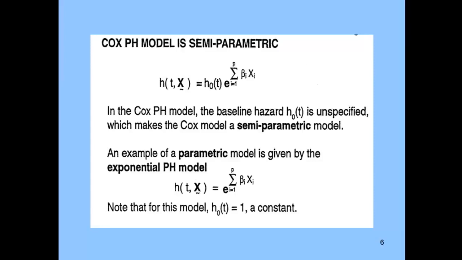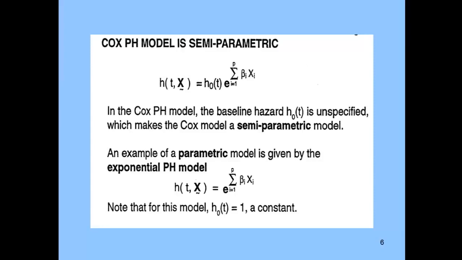In other words, there's a part of the model that's left undefined. There's a part of the model that's defined, that is the mathematical part of the model, and that's the exponential part. But this part of the model is left undefined. And that's why this model is often referred to as a semi-parametric model. So what's a parametric model? This is a semi-parametric model.